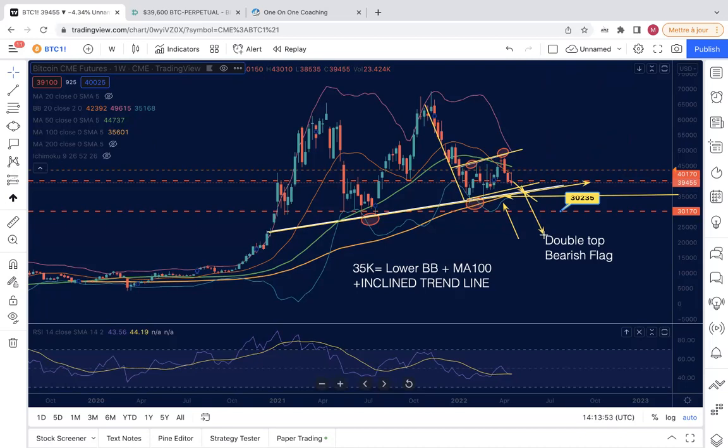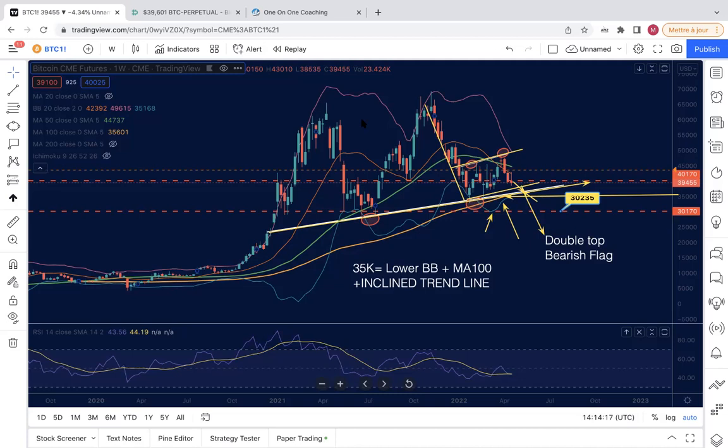Because it will generate another signal here. It will be the breakout of the neckline around 30,000. So the breakout of that neckline will be a major event. Well, let's talk first about the bullish scenario, when to buy.